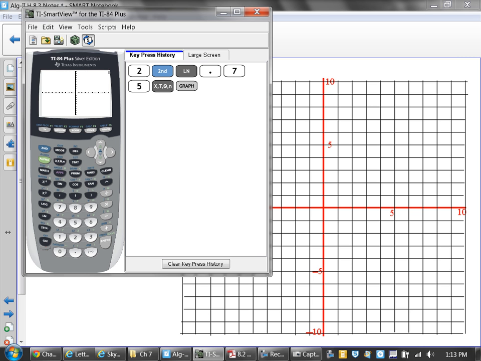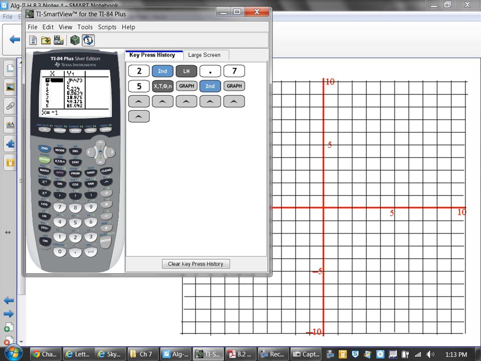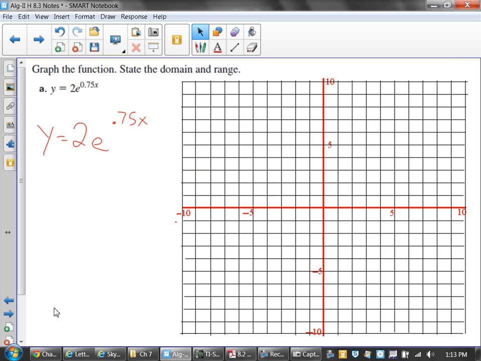Now again, hit the graph button and you should see something like this. Everybody, you see a curve like that? Look at your table real quick. When you look at your table, when your value of x is 0, what's your y value? 2. Convenient, isn't it? Because if x is 0, what's 0 times 0.75? 0. What's e to the 0? 1. Times 2 is 2. Again, when it's non-shifted, there's no h and there's no k, your y-intercept is going to be at your value of a. Just like we've done in the past. Okay?